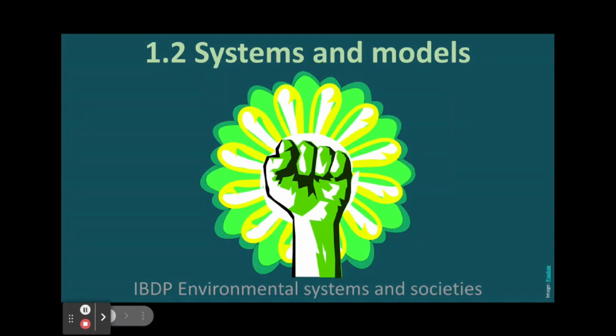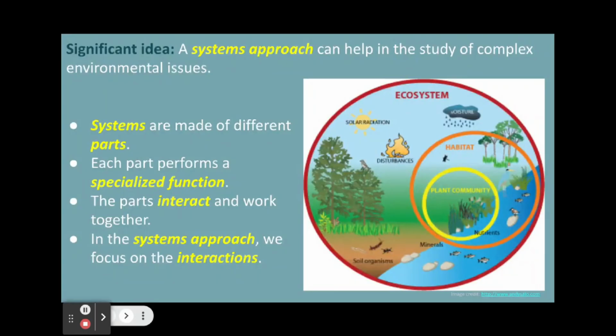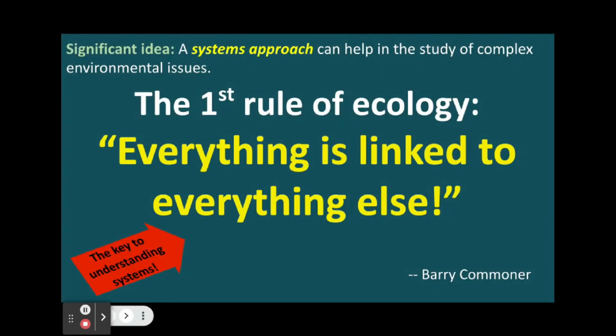Hello, everyone. Today I'm going to talk about systems and models, topic 1.2 in the IBDP Environmental Systems and Societies course. First, let's define what a system is. A system is a set of interrelated parts that work together to form a complex whole. For example, an ecosystem is a system that consists of living and non-living components that interact with each other and exchange matter and energy. This is called a systems approach, which is a way of visualizing a complex set of interactions that may be ecological or societal.